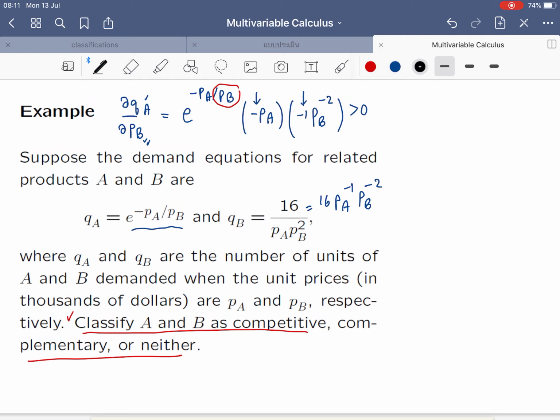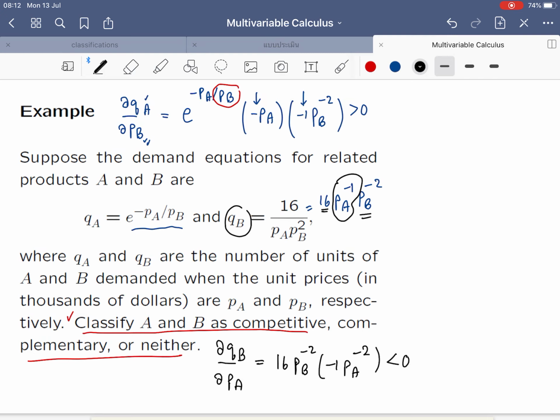On the other hand, if you look at QB, we write the derivative of quantity B with respect to the price of the first product. Here they are all constant, and the derivative goes directly to the quantity, so it is negative 1 PA raised to the power negative 2. So this one is negative. One of them is positive but the other is negative.